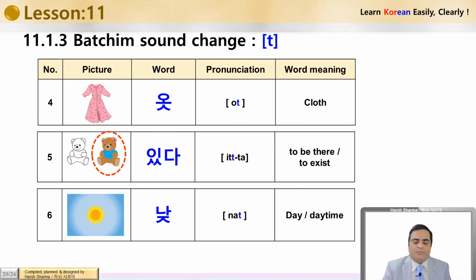Come to number 5. If you don't know the rule, the pronunciation will be isda. But now we know the rule. So, yes, now you know it very well. Try once. Itta. Very good. Double sa will also be pronounced as ta at the Batchim position. Itta. And come to number 6.